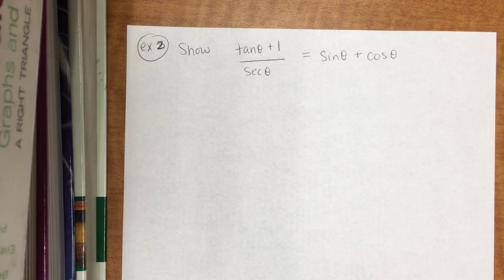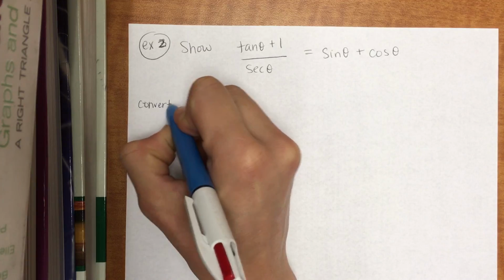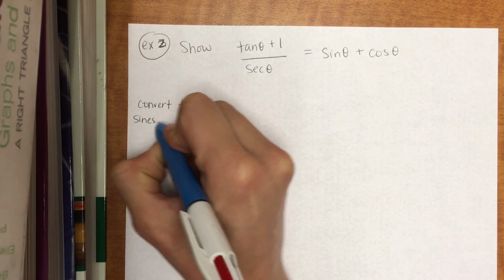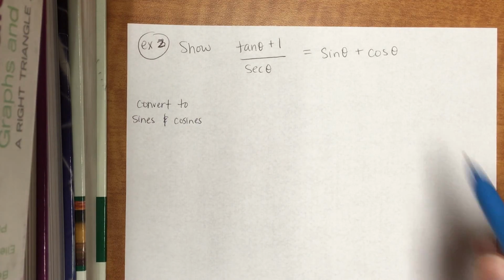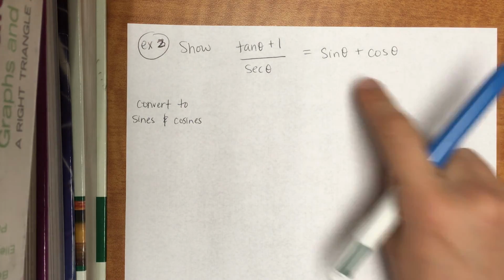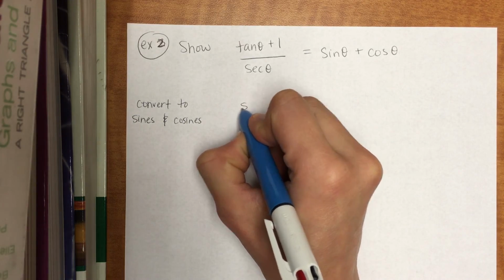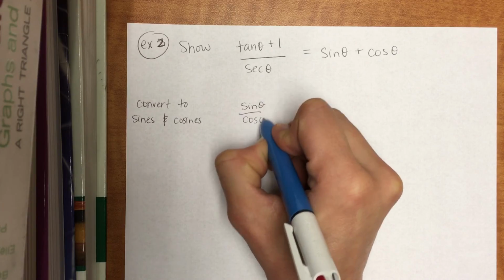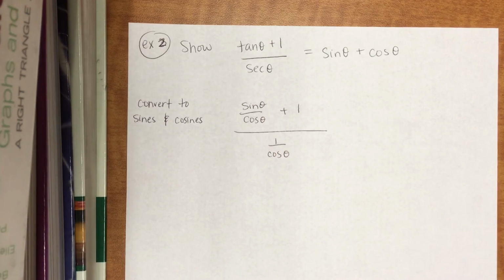Okay, so show that tan theta plus 1 over secant theta equals sine theta plus cosine theta. So the first thing I would do, again, there may be other first steps that are better, but I would convert to sines and cosines, because right now I have 4 different trig functions, and so I convert to just 2, then it'll help me cancel things out. Plus I'm trying to get to just sine and cosine, so if I convert this early, maybe I can see where I'm trying to go. So if I convert to sines and cosines, tan theta is sine theta over cosine theta, and my denominator secant theta is 1 over cosine theta.